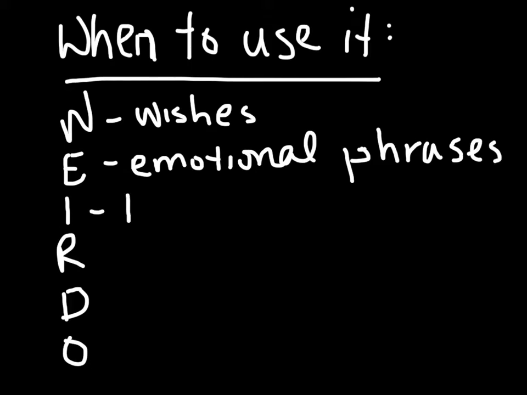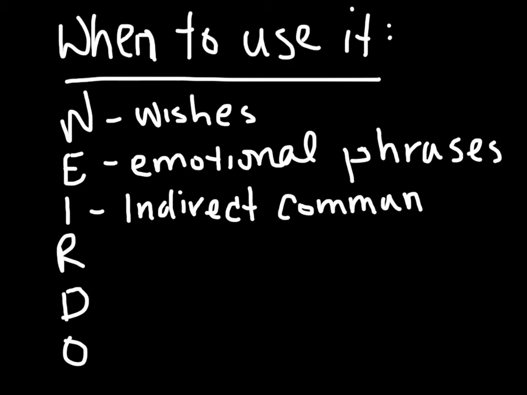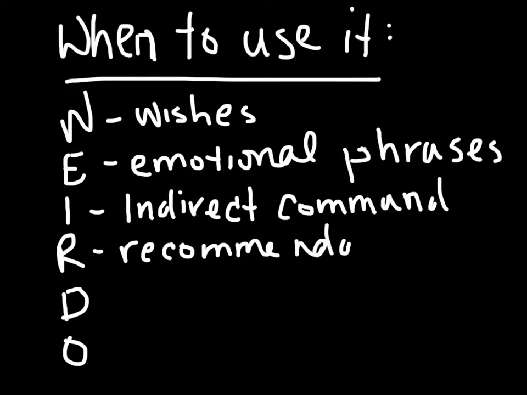I is for indirect commands. So I don't say do this, I say, well, I need you to do this. That's an indirect command. R is for recommendations or suggestions. D is for doubt, or disbelief.